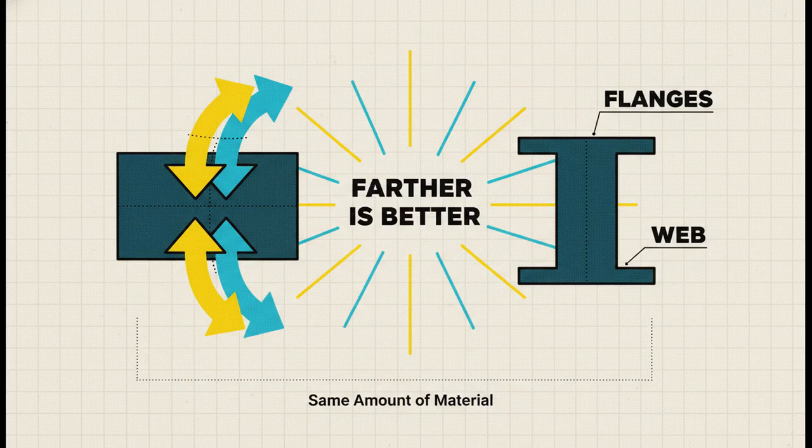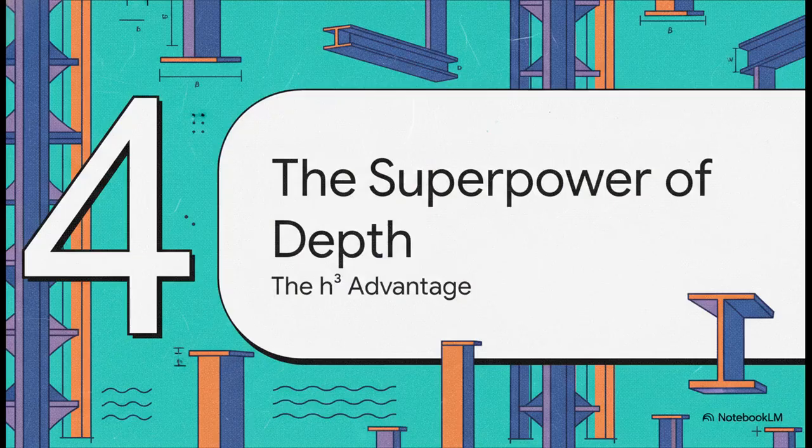You take away the material from the lazy middle, that's the thin web, and you push it as far out as you can to the top and bottom flanges. And that's how you get an incredibly strong shape without using a ton of material. Okay, so the farther is better rule is the concept. Now we're going to talk about its superpower.